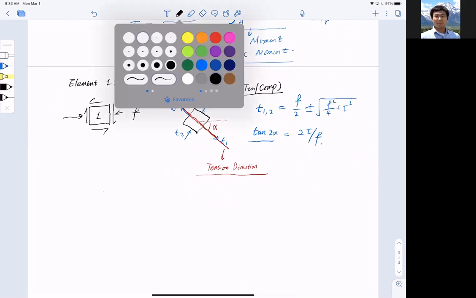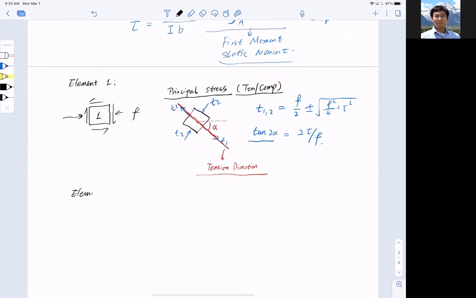Let's take a look at element 2. We have just pure shear, isn't it? Pure shear is on the neutral axis, and element 2 looks like this. I have no tension, no compression. I just have shear stress, head, butt, head, butt. That is the pure shear state. But nevertheless, I can still rotate it to get my principal stress.